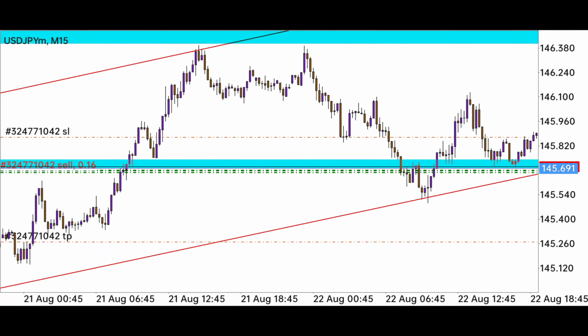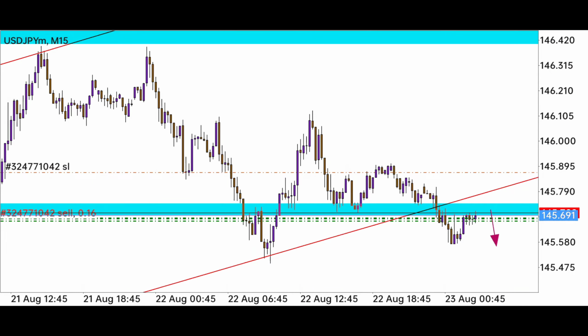Now we have to follow the 5th step, and we will not exit the trade until stop loss or target point is hit. See you guys a little later.